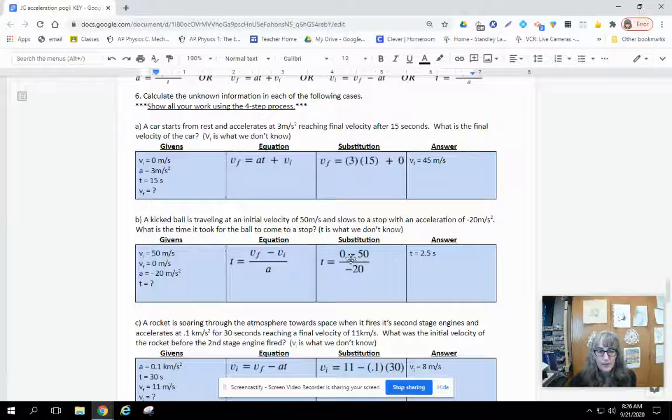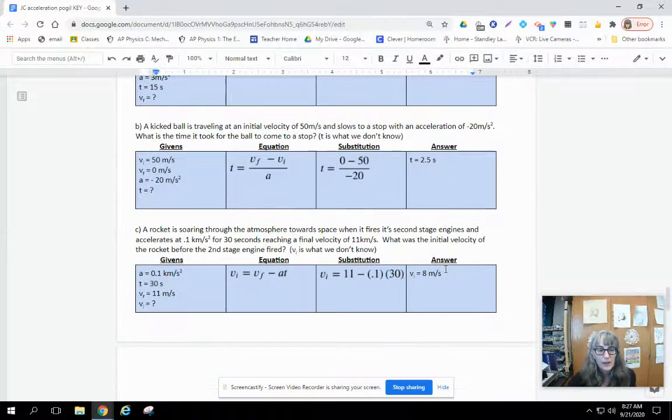Then I plug in. V final was 0. V initial was 50. And I'm dividing by negative 20 because that was my acceleration. So I'm going to have a negative 50 divided by negative 20. When you divide negative by negative, you get a positive answer. Time should always be positive. It'd be really cool if we could have negative time. If we could go backwards, that would be so awesome. But we can't do that. So time should always be positive. If you ever come up with a negative time, it means you've done something wrong with a sign.